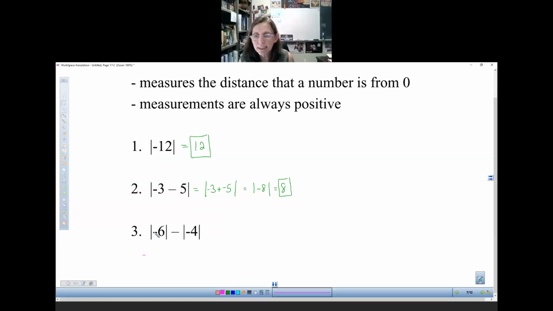And so I have to take care of, because the only thing inside this absolute value is a negative 6, and so it's going to have a value of 6. My operation here is subtraction. And then the absolute value of negative 4 is a positive 4. And so then 6 minus 4 has a value of 2. And so the difference is 2. We have to take care of the absolute values first, because there's only one thing inside of those.